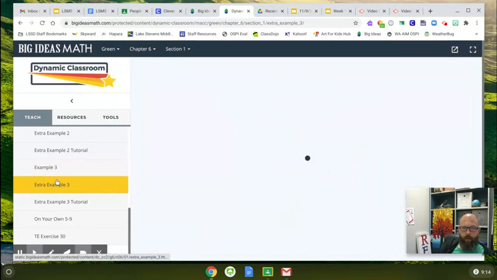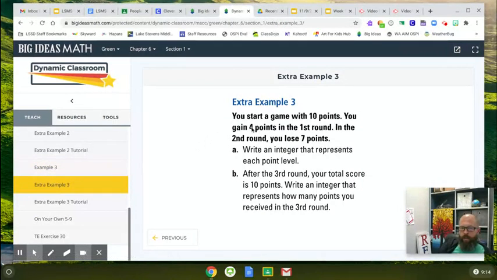Let's take a look at another one. This says you start a game with 10 points. You gain 4 points in the first round. In the second round, you lose 7 points. Write an integer that represents each point level. After the third round, your total score is 10 points. Write an integer that represents how many points you received in the third round.